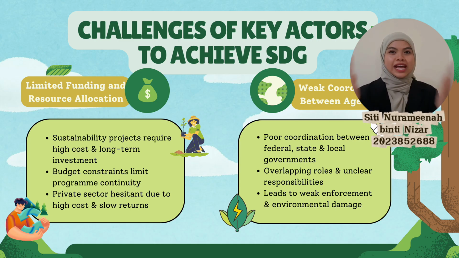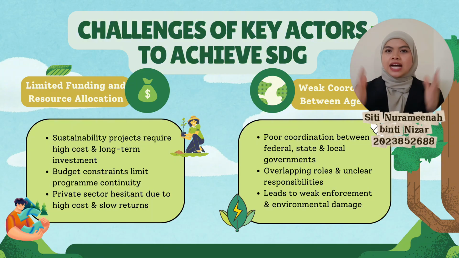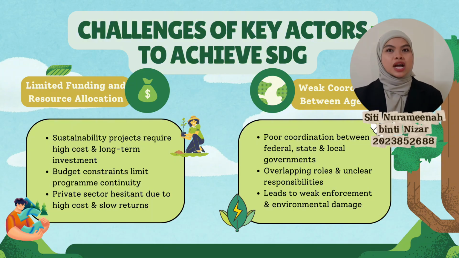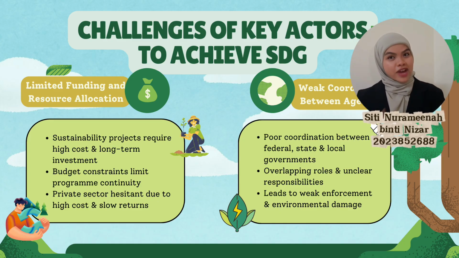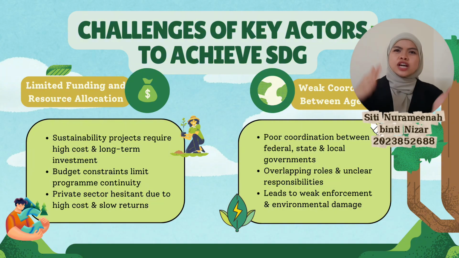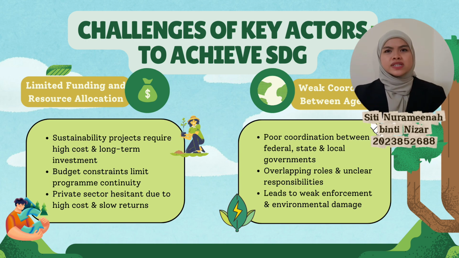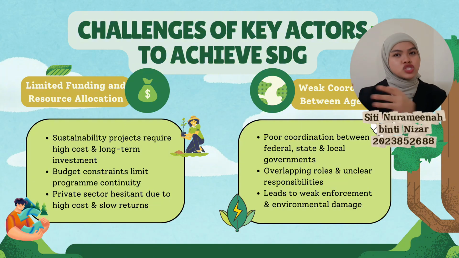Sustainable Development Goals, or SDG, aims to balance economic growth, social well-being and environmental protection. Although Malaysia has aligned its national policies with these goals, several challenges still slow down effective implementation. The first major challenge is limited funding and resource allocation. Sustainability projects such as renewable energy, waste management and environmental protection require high cost and long-term investment. However, budget constraints often limit the government's ability to support these projects continuously. As a result, many private companies are hesitant to invest because the benefit takes time and may affect short-term profit.